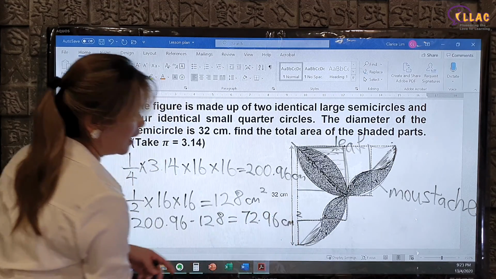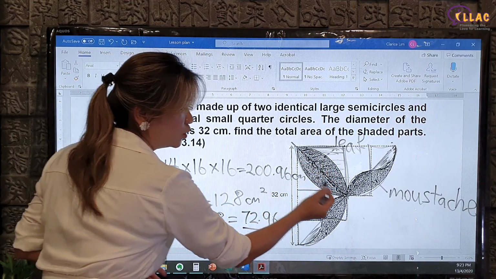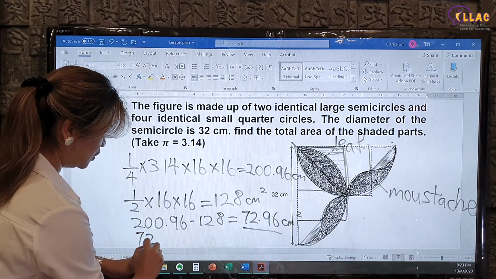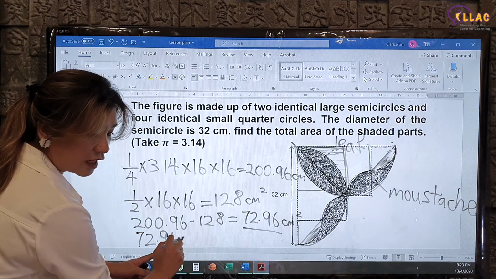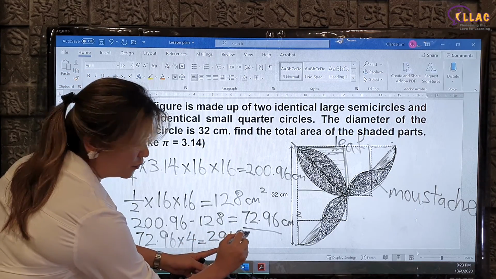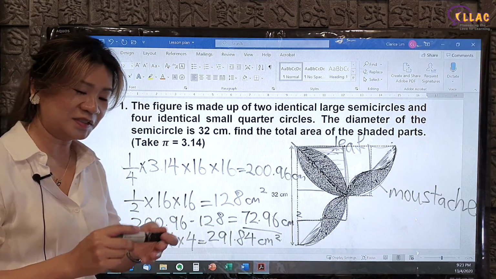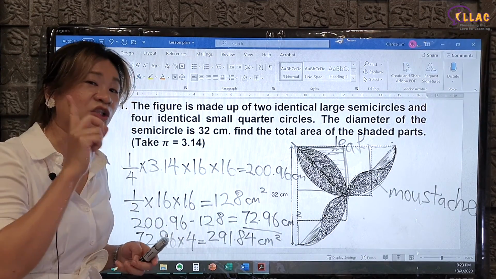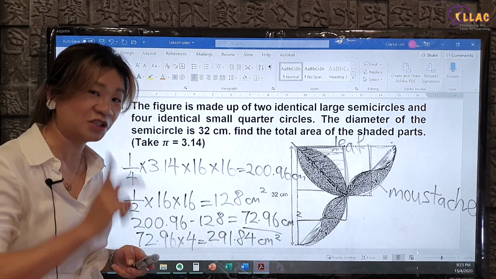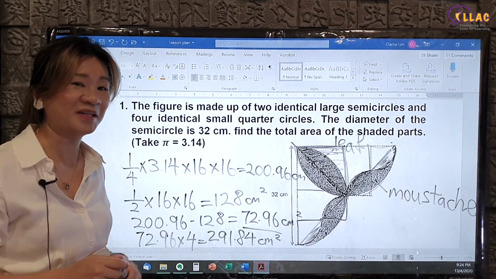And so you use this answer, you times 4, 1, 2, 3, 4, you will get the final answer. 72.96 times 4, and you get 291.84 centimeters square. So this is one method, using the triangle. Let me show you another question, how you can solve the question using the triangle in circles. Okay, let's take a look at the next question.